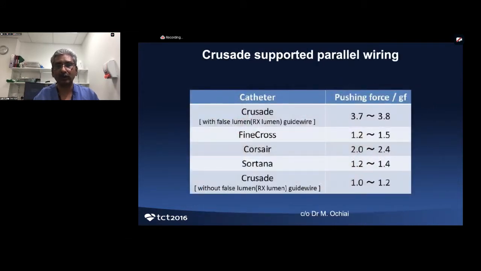More recently, people have started doing this technique with microcatheter support, mainly with Crusade or Sasuke or whatever double lumen catheter you have got. This table shows that compared to a single lumen catheter, with a double lumen catheter you can increase the pushing force by about 3 to 4 times for the second wire to gain entry into the true lumen. So this has really improved your success rate with the parallel wire.